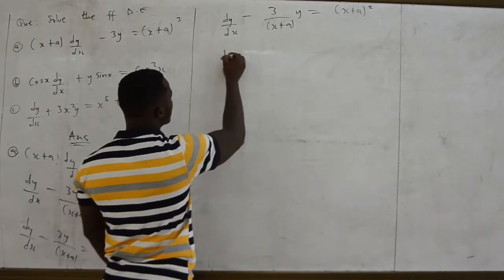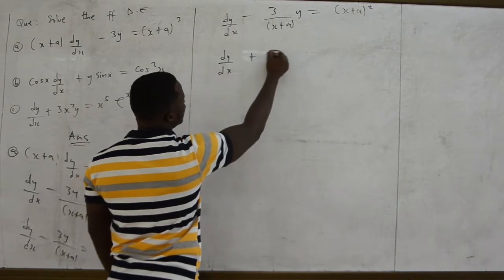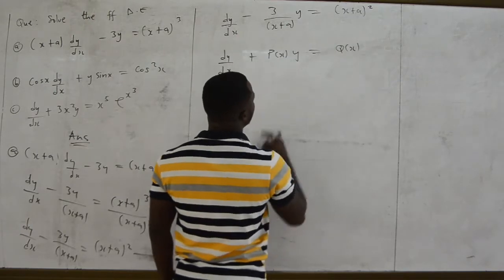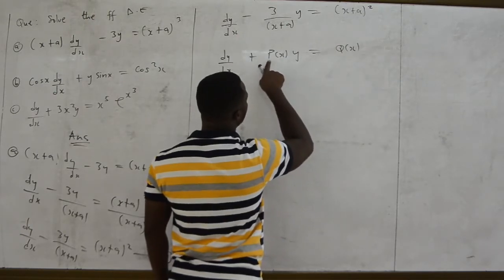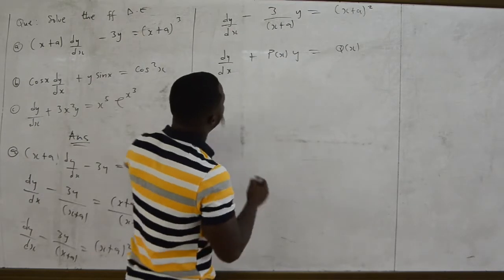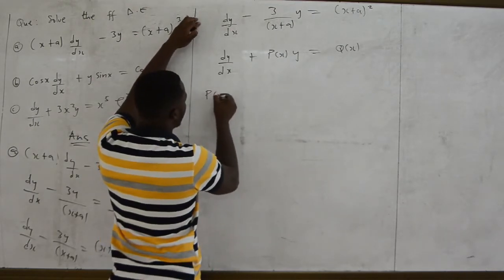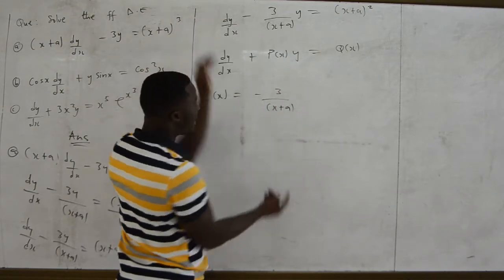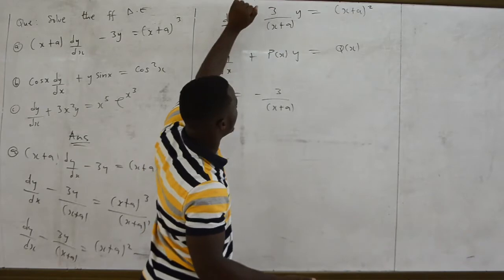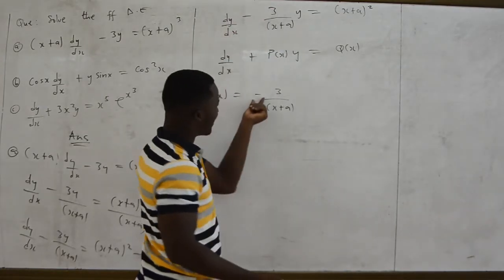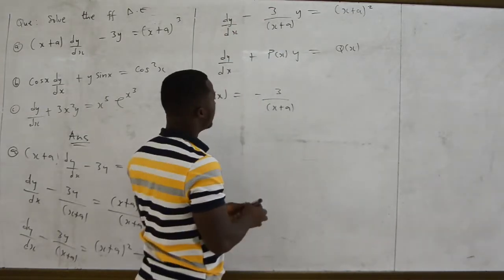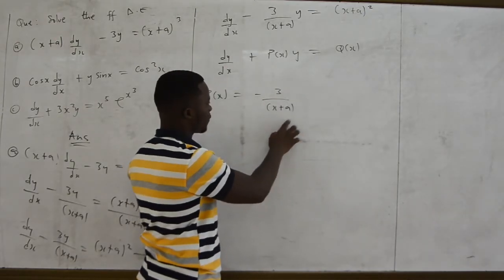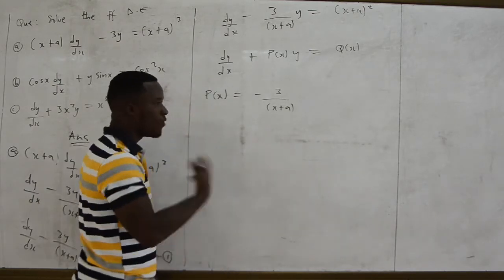Let's compare this to the original form of linear first order. So we have dy/dx plus p of x times y is equal to q of x. Anything attached to the y is p of x. So in this case, you can see that my p of x will be negative 3 over x plus a. I didn't attach y. The form has plus, that's why I included the negative here. So p of x is equal to negative 3 over x plus a.